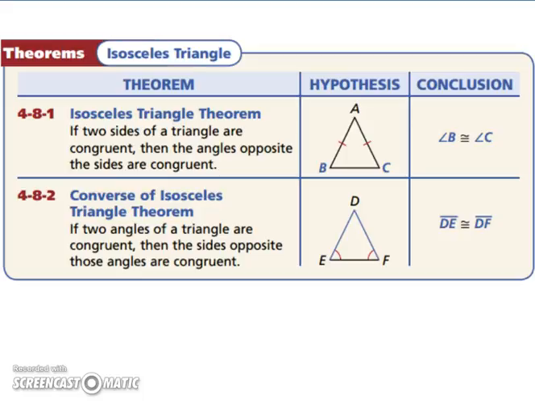The isosceles triangle theorem: if two sides of a triangle are congruent, then the angles opposite those sides are congruent as well. So if you have an isosceles triangle, the two sides are congruent, which means the two base angles are going to be congruent. The converse of the isosceles triangle theorem states that if you have two base angles that are congruent, then those two sides or legs will be congruent.